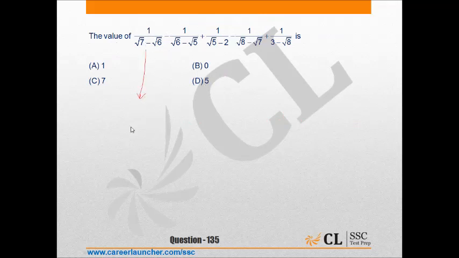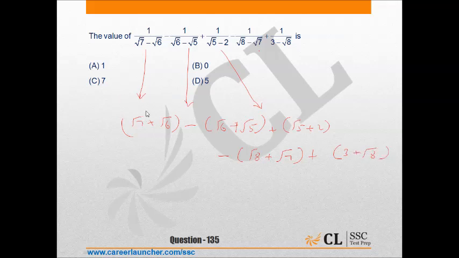This can be changed to root 7 plus root 6. By simply rationalizing, this can be changed to root 6 minus root 5, sorry, plus root 5. This can be changed to plus root 5 plus 2. Similarly, continuing, this gives root 8 plus root 7, and this gives 3 plus root 8. Root 7 is cancelled by root 7, root 6 by root 6, root 5 by root 5, root 8 by root 8. We are left with only 2 and 3, both are positive, so the answer is 2 plus 3, that is 5.